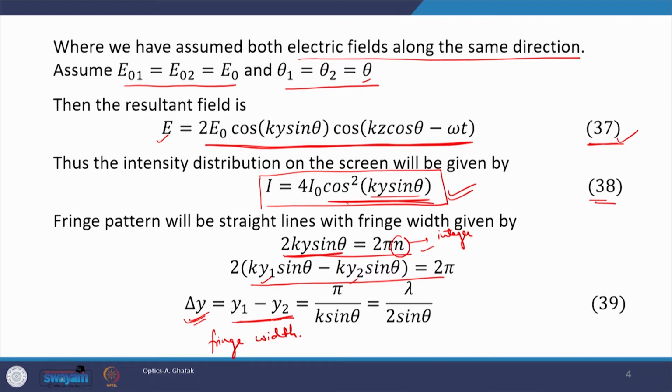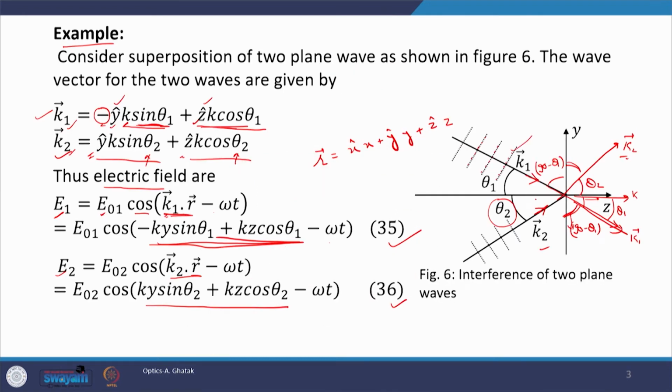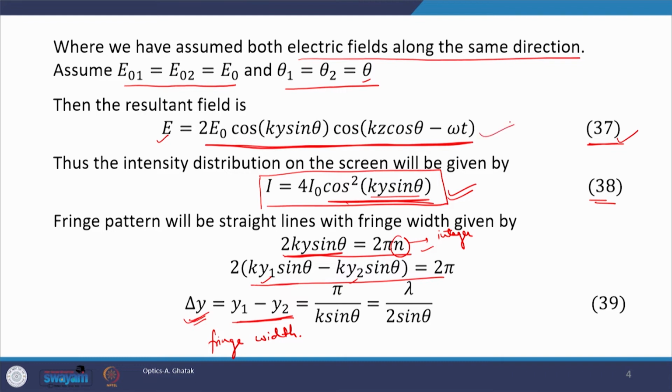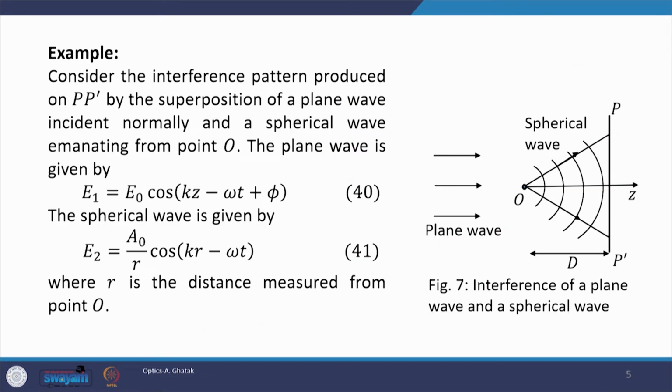Now, once y1 minus y2 is known, the fringe width is known. What we saw is that, given the direction of wave propagation, we can calculate the expression for the field. By summing them up, we can calculate the total field distribution. From there, we can calculate the irradiance distribution, and from there the fringe width, and the fringe width is proportional to lambda. Larger lambda is, larger would be the width of the fringe. This is all about problem number 1.